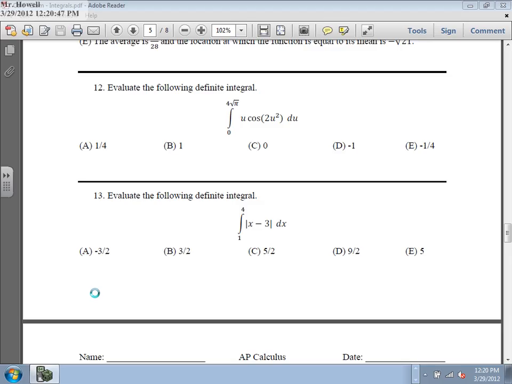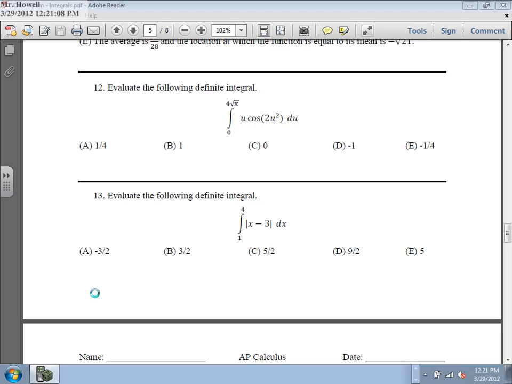So type that into your y1, x cosine of 2x squared. But this 4 radical pi and this 0 here, the 0, that's fine, that's easy. But the upper limit, people get confused with 4 radical pi. Just literally type in 4 second square root second pi, close parentheses, enter. Enter just like you would enter pi. Everybody know where pi is on the calculator?